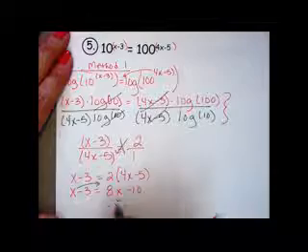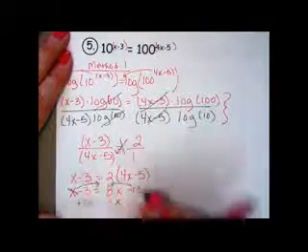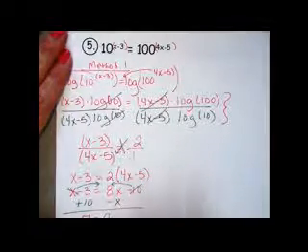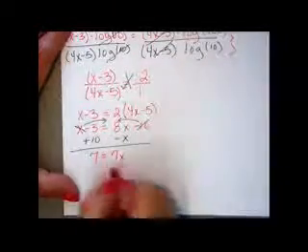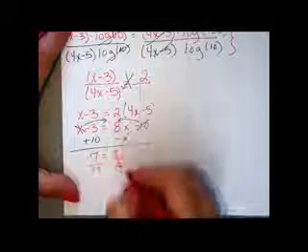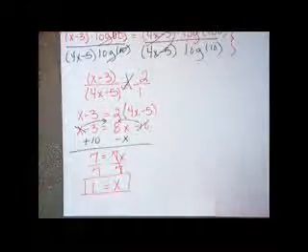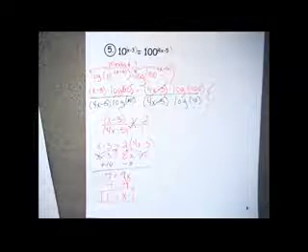Bring the x over there, we subtract x. Bring the negative 10 over there, we add 10. So 7 equals 7x. Divide both sides by 7 and x equals 1. Now, that was quite a lengthy process. There is a faster way.